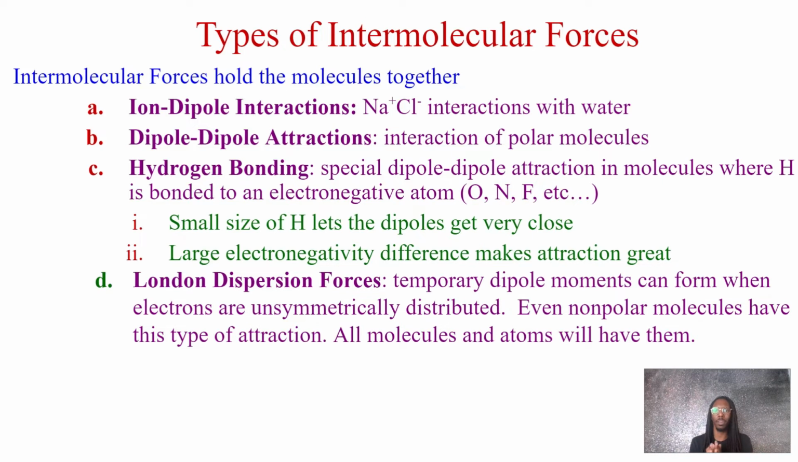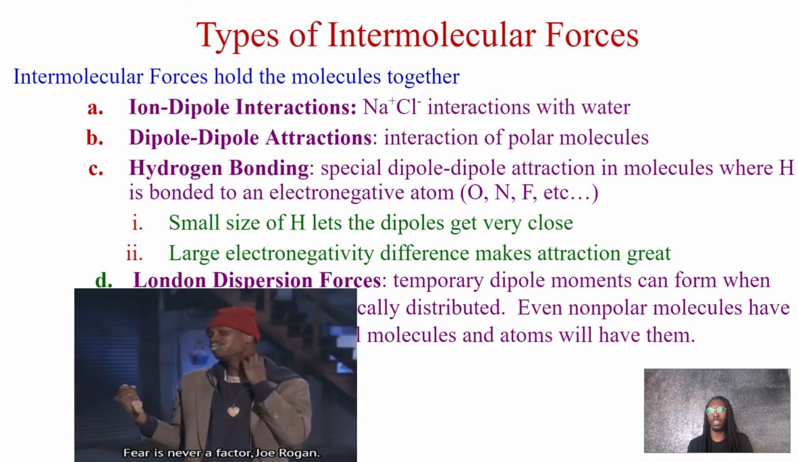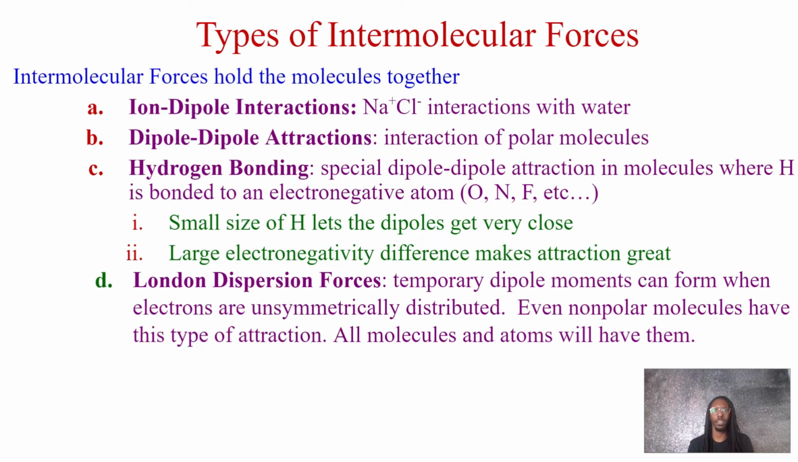So basically, they can get a little bit closer, unlike other interactions that we see with our ions or other polar molecules. But also another key thing is because this hydrogen is bound to electronegative atoms, it has a huge difference, and because of this huge difference, that's a key factor that makes the attraction stronger. And then lastly, we have London dispersion forces, okay?